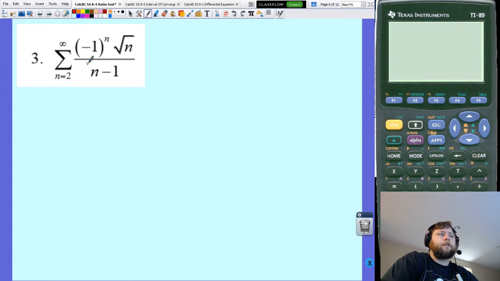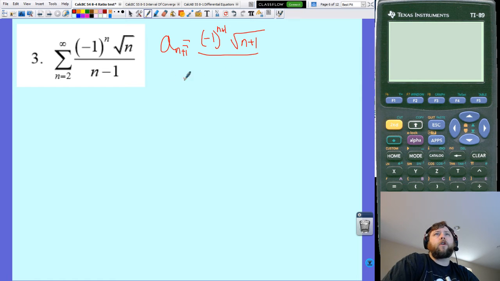So the neat thing, this is a weird one too. Now you got this -1 to the n power. So we can still do the ratio test. Remember with the ratio test that it's absolute value, so you can pretty much just ignore these. The -1 alternating part is not going to matter. But let's just write out n plus 1 would be -1 to the n plus 1 power over square root of n plus 1 over n minus 1 plus 1 would be just n.